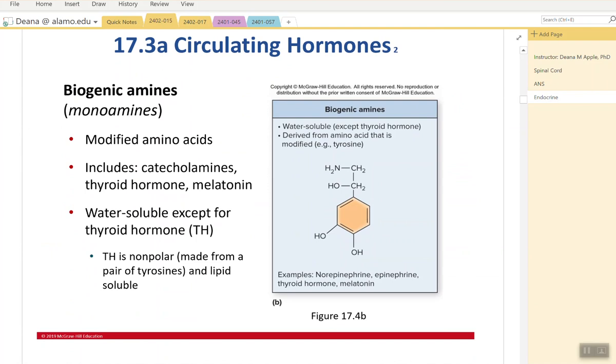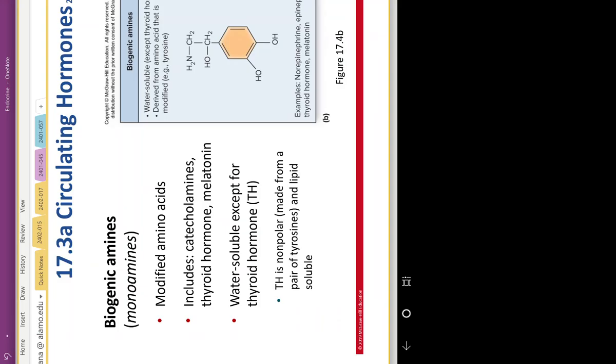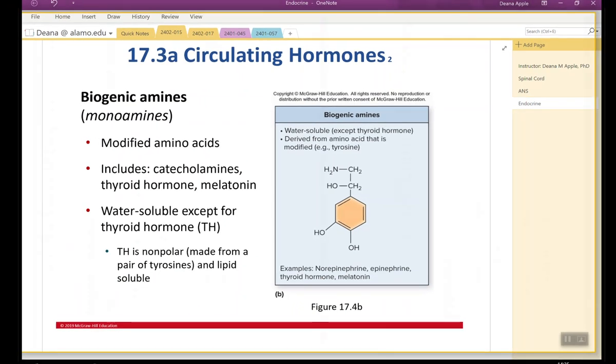characteristic of circulating hormones is that they're small molecules. These biogenic amines that we talked about in the sympathetic nervous system, epinephrine and norepinephrine, they can also be considered hormones if they're dumped into the bloodstream and they're acting at a tissue distal from their release site. So thyroid hormone is another one. So melatonin, thyroid hormone, epinephrine, norepinephrine. These are all biogenic amines or monoamine hormones.